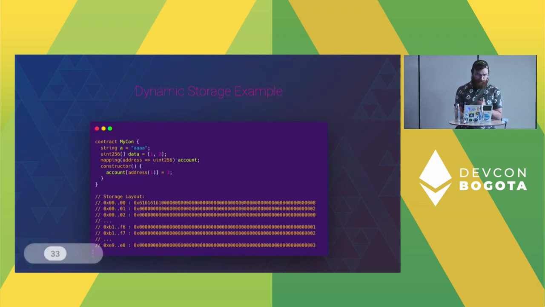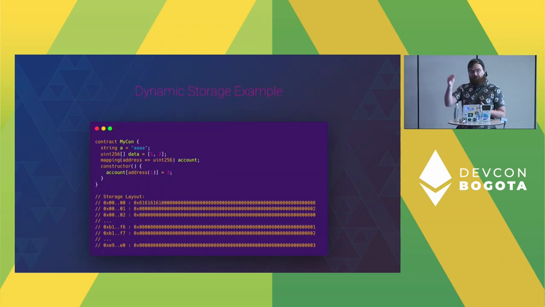And then finally, we have the mapping. It's mapping an address to a UINT256. The actual storage slot of a mapping is always 0. That doesn't mean that it's not incremented. The storage is still incremented, but this slot is always going to be 0. And then any addresses that are mapped to, of course, will be that hash, right? So 0xE9, et cetera.